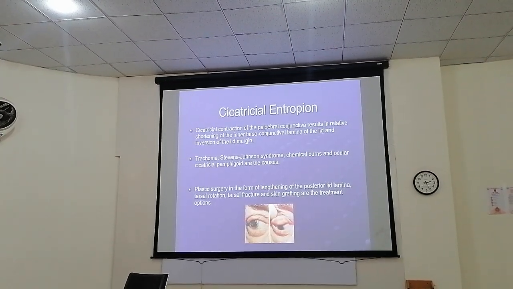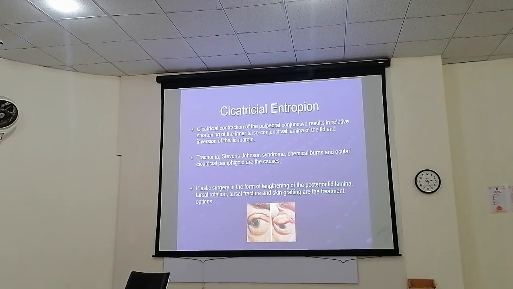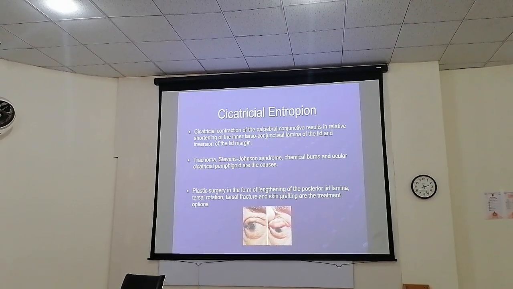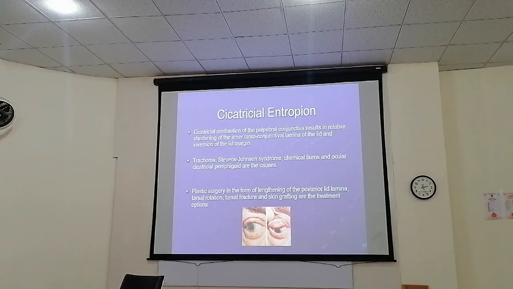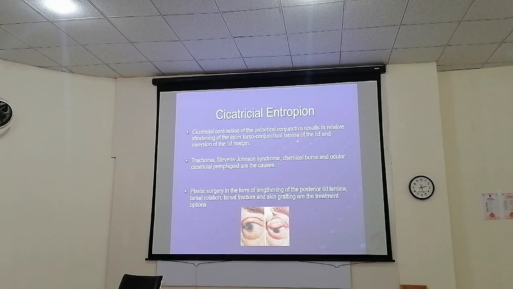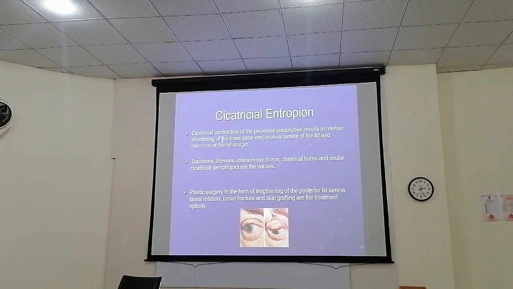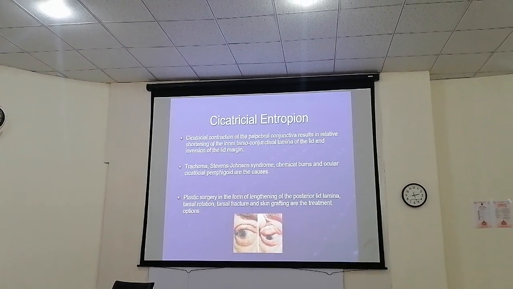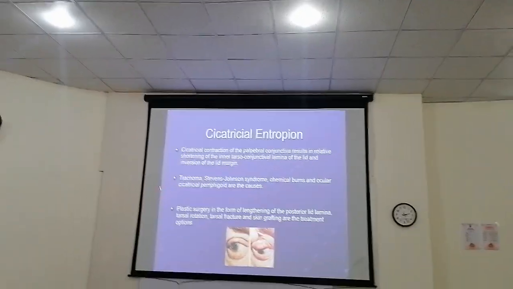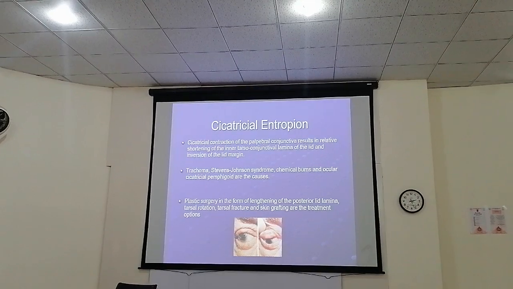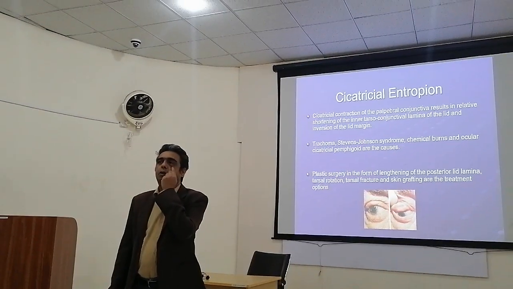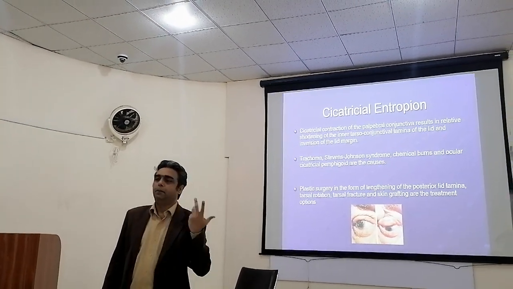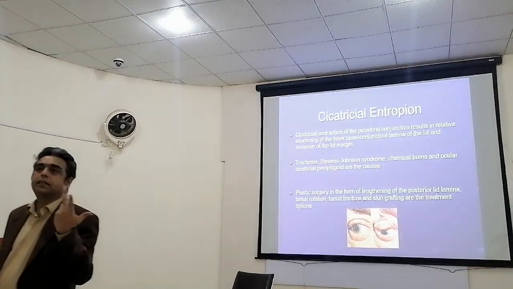Now comes the second type, called cicatricial entropion. Cicatricial comes from the word scarring. Cicatricial contraction of the palpebral conjunctiva results in relative shortening of the inner tarsoconjunctival lamina of the lid and inversion of the lid margin. What does it mean? If we are talking about the lower lid, this part, or this part if we are talking about the upper eyelid, some disease causes scarring in this area.